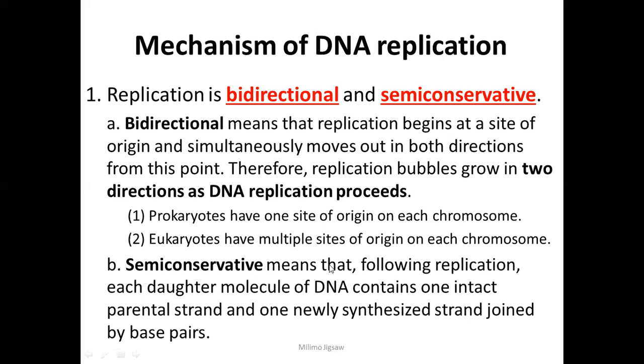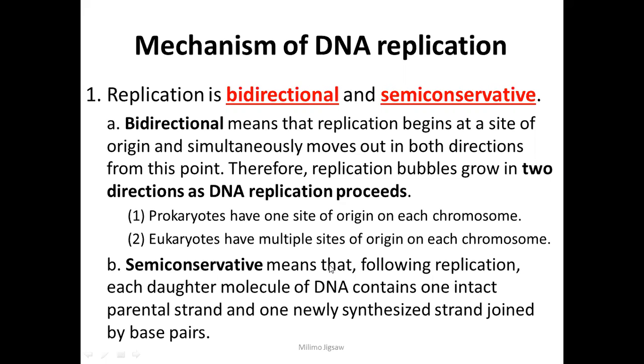Then the other one is that DNA replication is bidirectional. So it means that replication moves out in 2 directions. So there's what is called the replication fork, and then we have the site at which replication begins, the origin of replication. So from the origin of replication, DNA will move in both directions. This is what is meant by bidirectional. So therefore, the replication bubble grows in 2 directions as DNA replication proceeds.